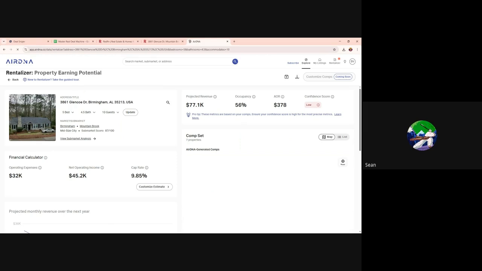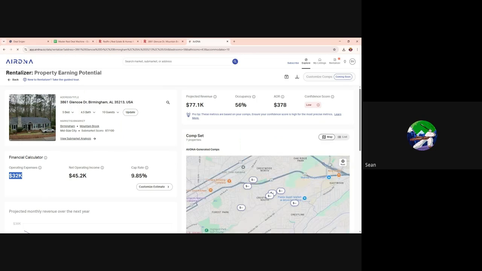So the number that you're looking for is that number right there. That number is what it's going to bring in. Oh, that's operating expenses. Sorry. You want to look at net operating income. They changed it. So you want to look at net operating income, which is $45,000. That's per year. Then you divide it by 12, which is about $3,725.50. Which is under the 5 that he was talking about.